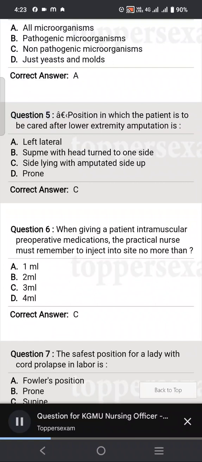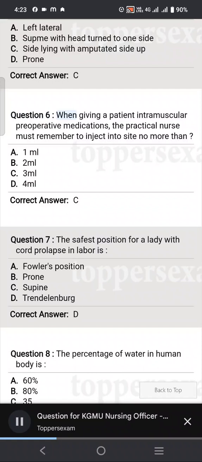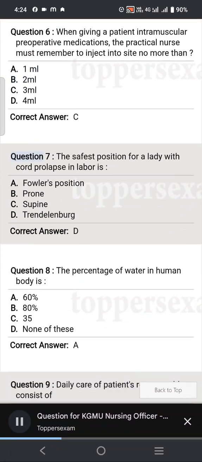Question 5. A euro position in which the patient is to be cared for after lower extremity amputation is: A. Left lateral. B. Supine with head turned to one side. D. Prone. Question 6. When giving a patient intramuscular preoperative medications, the practical nurse must remember to inject into a site no more than: A. 1 milliliter. B. 2 milliliters.